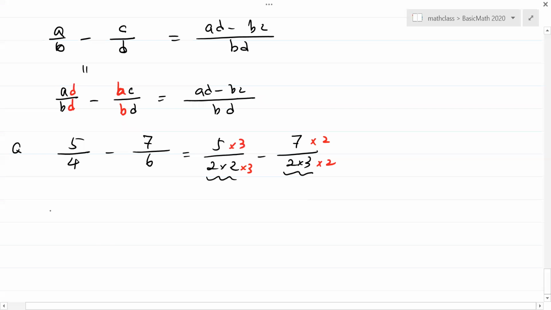Then I have a common denominator. So that would be 12, and that's 15 minus 14, which is 1 over 12.